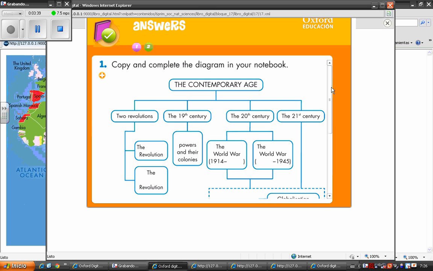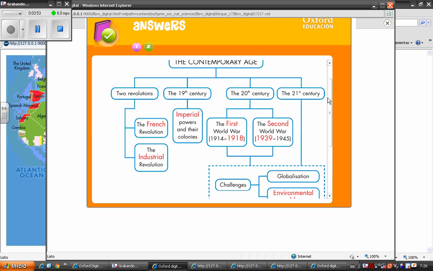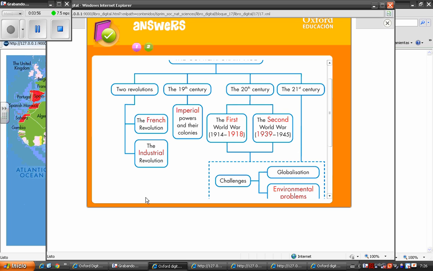Okay, now we're going to do the outline that you have in your book to review the chapter. That's on page 184. The contemporary age. We started by studying two revolutions, the French Revolution and the Industrial Revolution. Later, in the 19th century, we talked about imperial powers and their colonies.